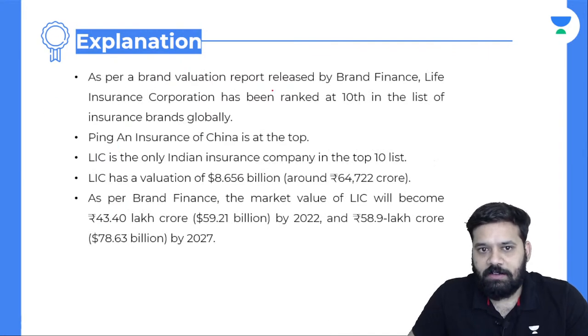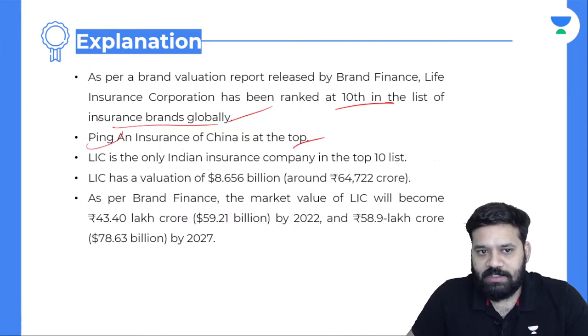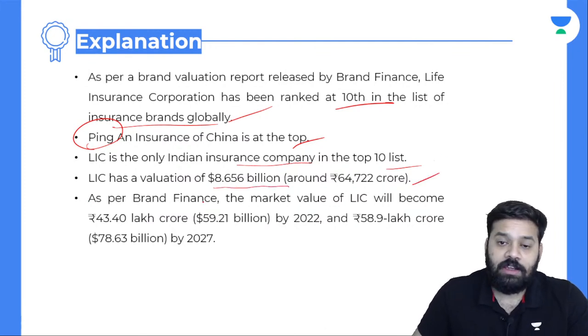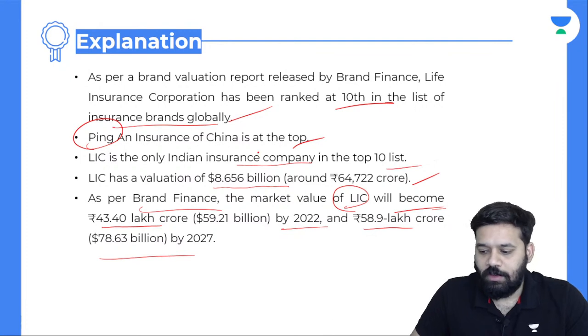As per the brand valuation report released by Brand Finance, Life Insurance Corporation has been ranked 10th in the list of insurance brands globally. Ping An Insurance of China is at the top. LIC is the only Indian insurance company in the top 10 list. LIC has a valuation of 8.656 billion, that's around 64,722 crores. As per Brand Finance, the market value of LIC will become 43.40 lakh crore by 2022 and 58.9 lakh crore by 2027. Move on to the next question.